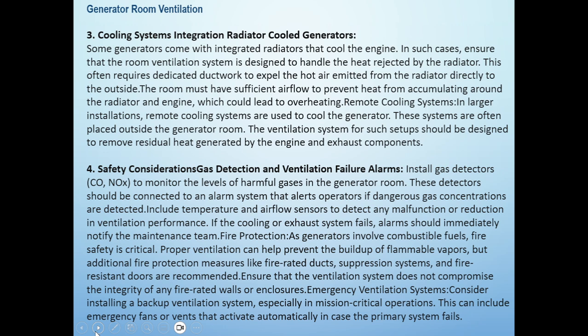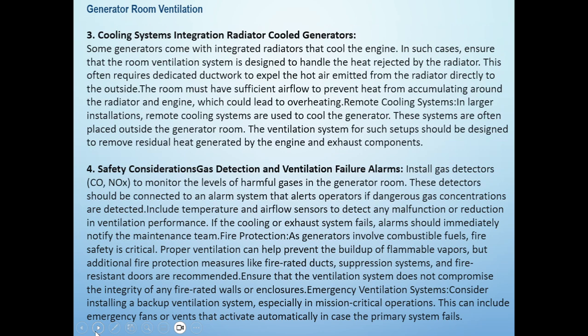The next one will be the safety consideration, gas detection and ventilation failure alarms. Install gas detectors to monitor the level of harmful gases in the generator room. These detectors should be connected to an alarm system that alerts operators if dangerous gas concentrations are detected. Include temperature and airflow sensors to detect any malfunction or reduction in ventilation performance. If the cooling or exhaust system fails, alarms should immediately notify the maintenance team.